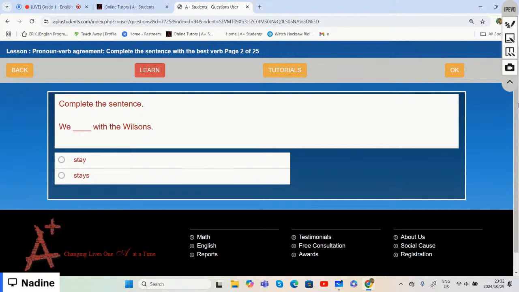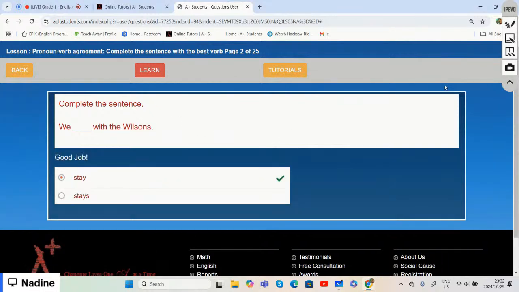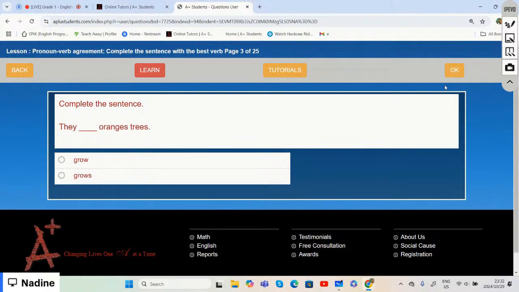All right. And if we were to choose the correct option, we'll say we stay with the Wilsons, because remember, if more than one person does something, our verb does not end with an s. Right? It does not end with an s.